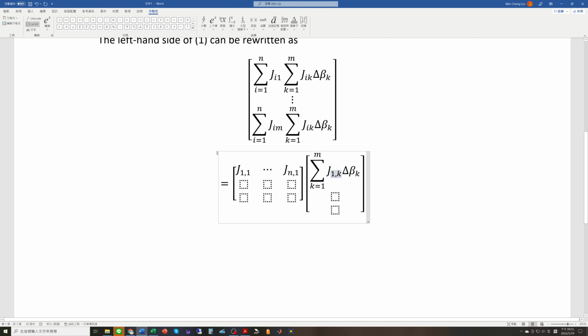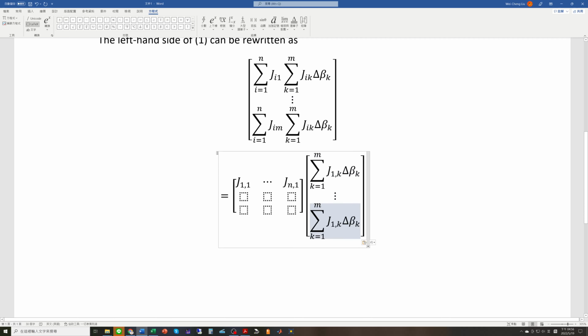Okay, so this is summation k is equal to 1 to m, capital J1k delta beta k, and the vertical dots. So for the last element, we only need to copy the first element here and change 1 to n. Okay, so this should be Jnk and n should be italic. Okay, good.